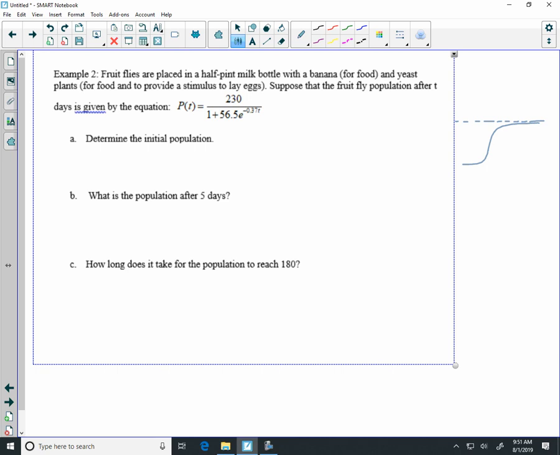So we're going to determine the initial population first. That means we're going to put in 0 for our t. And that is something that we need to put in. It's not like with the last equation where it was just that number in front. 230 is not our initial number of fruit flies. So we need to put in p of 0, and do some calculator work here.